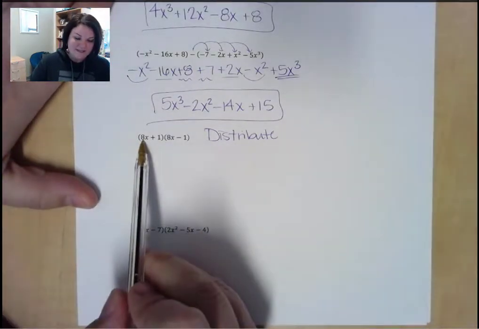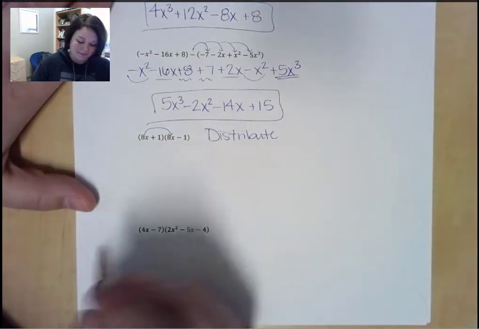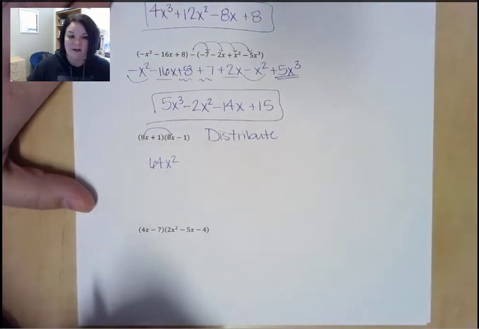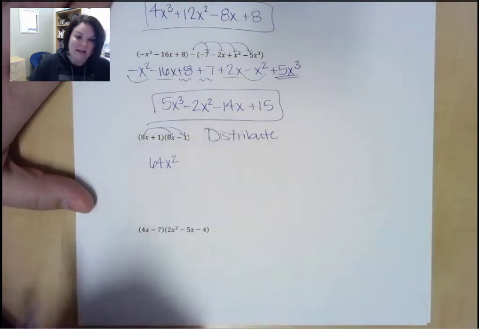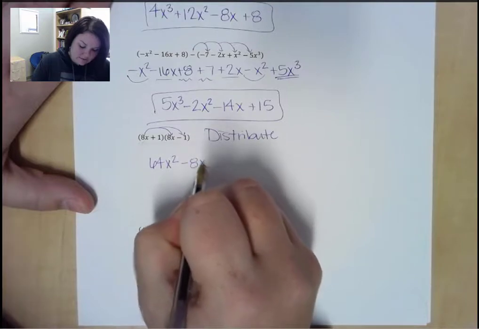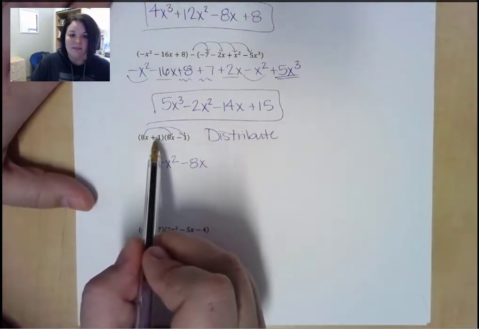So we're going to start with this 8x. And we're going to do 8x times 8x. So 8 times 8 is 64. X times x is x squared. Then I want to take that 8x and distribute it over to this negative 1. So 8x times negative 1 is negative 8x. So I've distributed this 8x. I'm all done with it. So I move on to the next term.